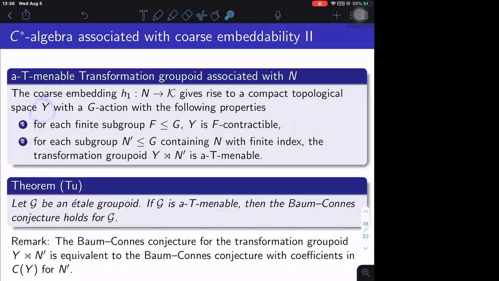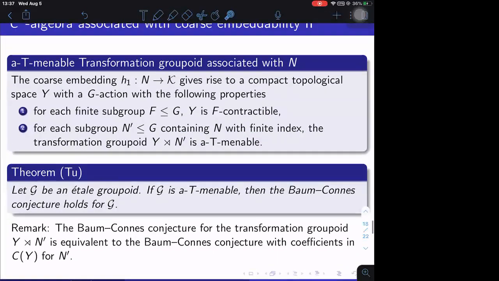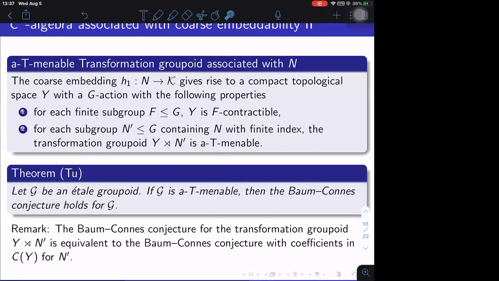So here Y does not just have an N action. We extend the action to G. We have a G action, but we don't know the properties of the G action on Y. But we know for each finite subgroup of G, Y is F-contractible. And also for each group N prime containing N with finite index, the transformation groupoid is a-T-menable. So here we define the compact space with G action, not just N action.